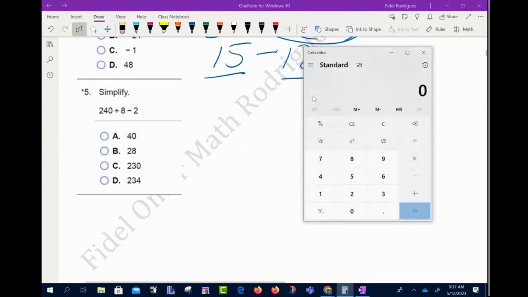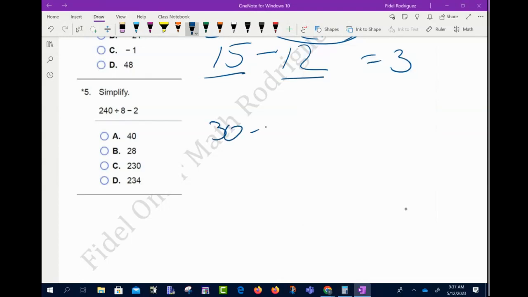Okay, so look, let's do it like this. Let's use a basic calculator. No parentheses, right? No exponents. Do we have any multiplying or dividing? Okay, so we're going to take 240 and we're going to divide it by how much? 8. And we get 30. 30 minus 2. And there you go. Right?